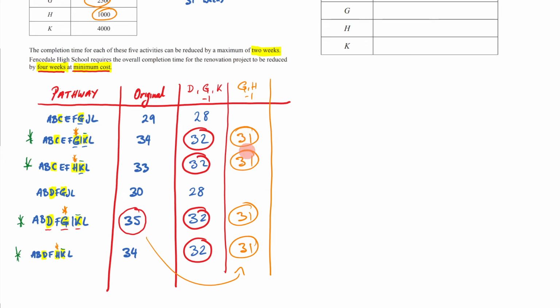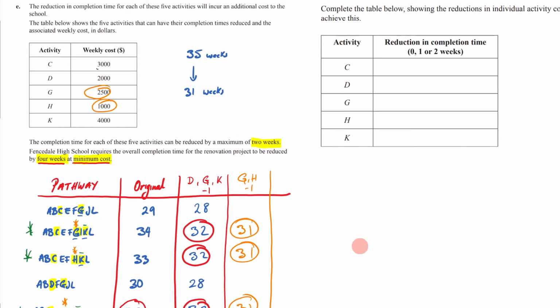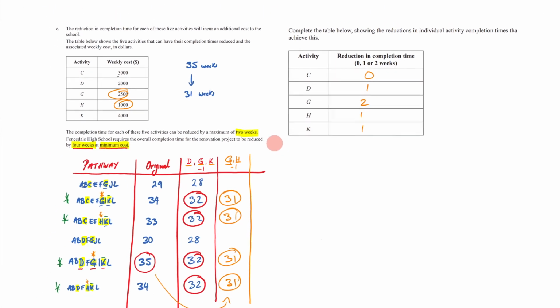So what have I done here? I've reduced D once, I've reduced G twice, I've reduced K once, and I've reduced H once. I didn't reduce C at all. So I'm going to get 0, 1, 2, 1, 1. And that is going to be my answer.